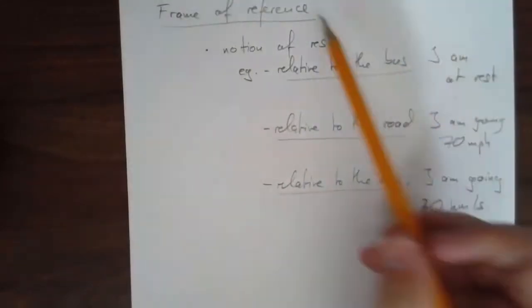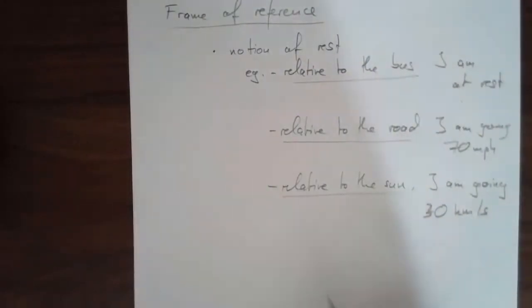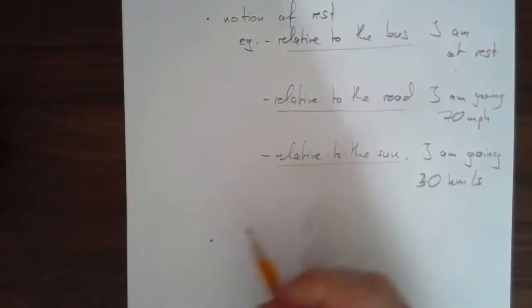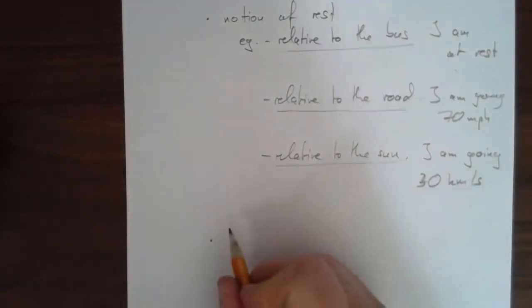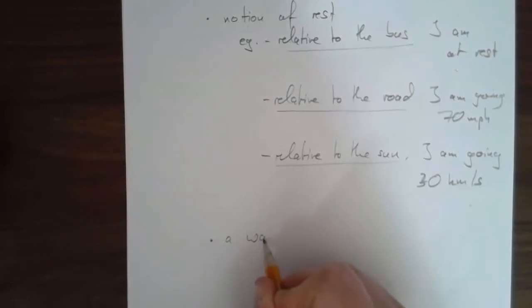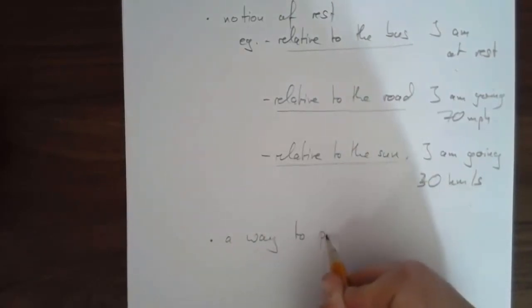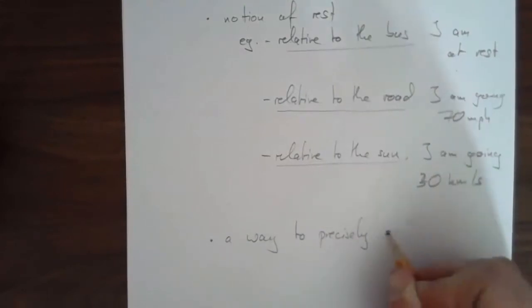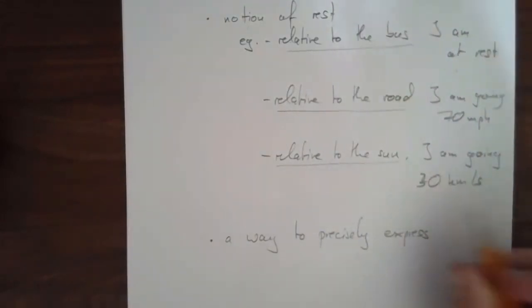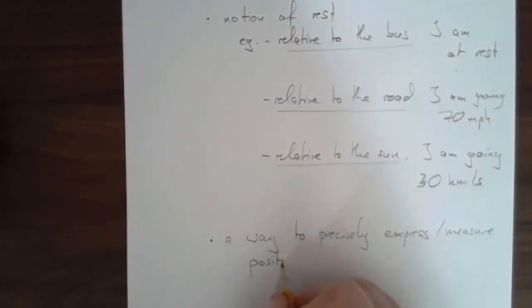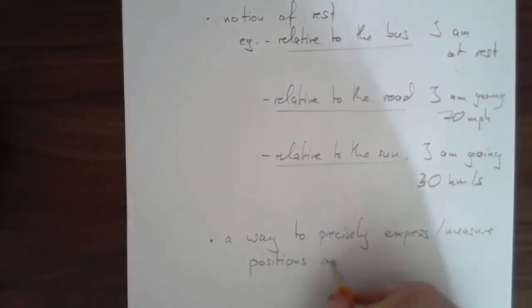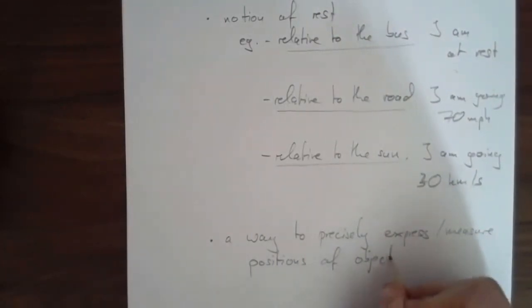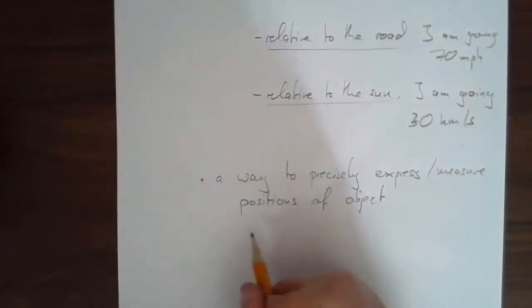The second thing that we include in this concept is an actual way to measure position. And a change in position is ultimately what motion boils down to. Am I changing my position? To precisely express or measure positions of objects, of me, the bus, and so on, the way we do this is via what's called a coordinate system.